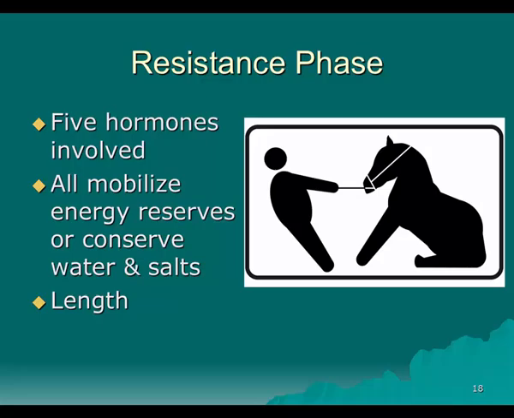The resistance phase only occurs if the stress continues. It lasts more than a few hours. There are 5 hormones involved. Number 1, cortisol, which causes a release of energy reserves. Okay, more fatty acids and glucose and amino acids go into the blood. Number 2, renin-angiotensin system and stimulates the release of aldosterone. So aldosterone makes you save sodium and therefore water. This would be especially important if your stress was blood loss. Number 3, ADH, which again saves water.